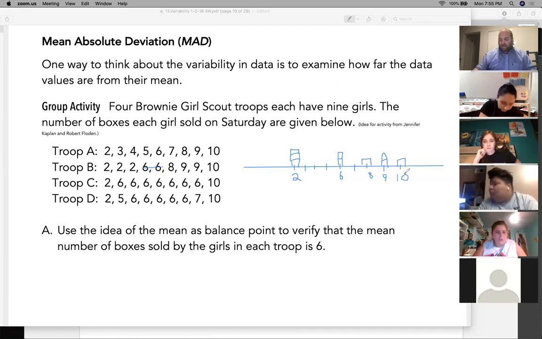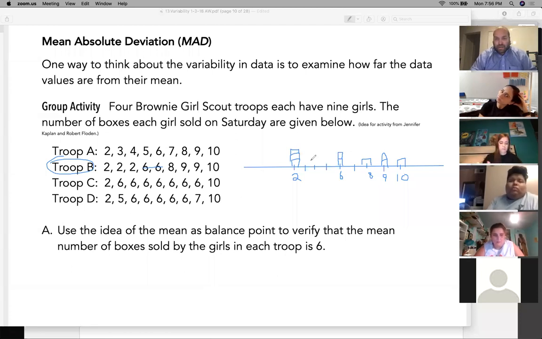Wait, so we just choose one of these 4 and we use that to establish our thing? Well, I haven't established it yet. I'm just putting the blocks down where they are. 3 at 2, 2 at 6, 1 at 8, 2 9s, and a 10. Okay, but we can pick any one of the 4. It doesn't have to be a particular one. Oh, I'm doing B right now. Okay, sorry. No, it's okay. This is just B.